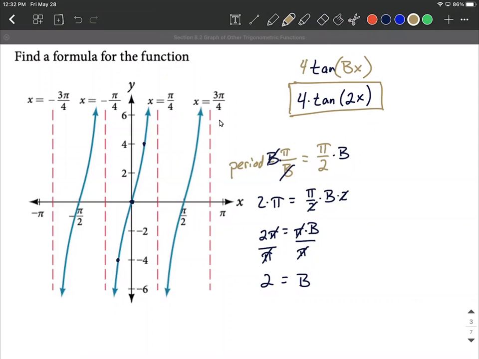All right, hope this makes sense as we go through these steps on trying to come up with the equation or function based on the graph itself. All right, good luck as you're working on them.